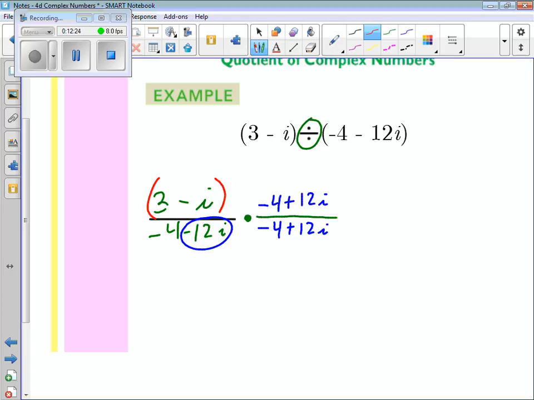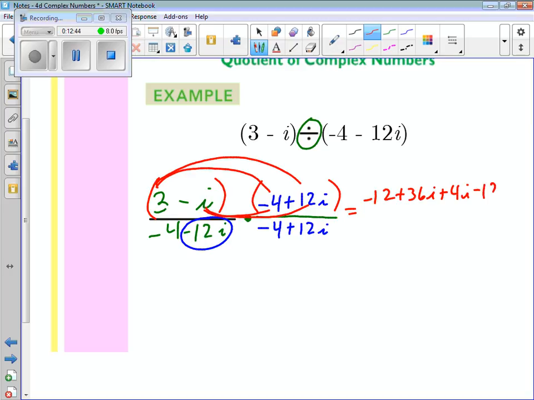So multiply it out. Negative 12. 3 times 12i, 36i. Negative i times negative 4 is positive 4i. And negative i times positive 12i is a negative 12i squared.